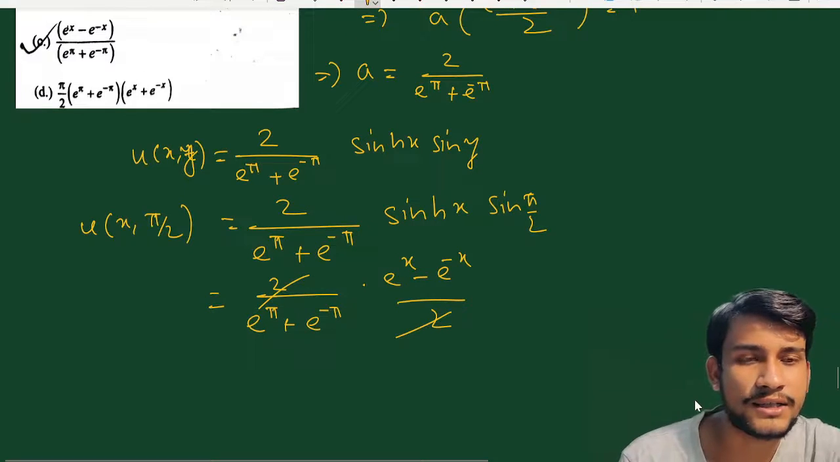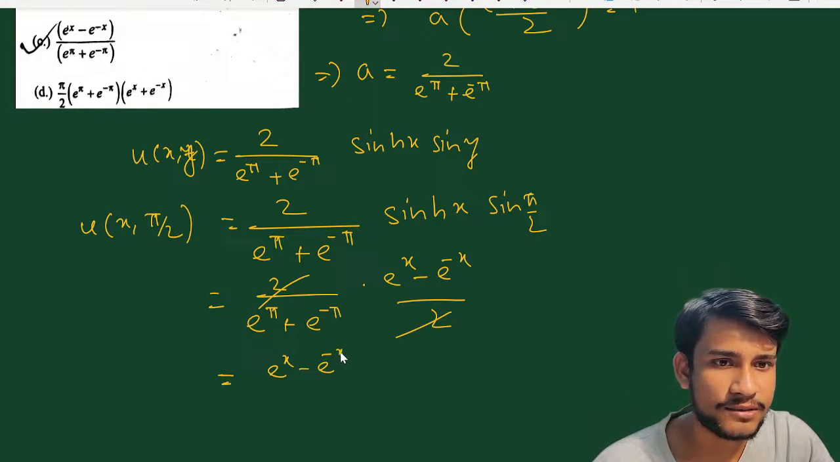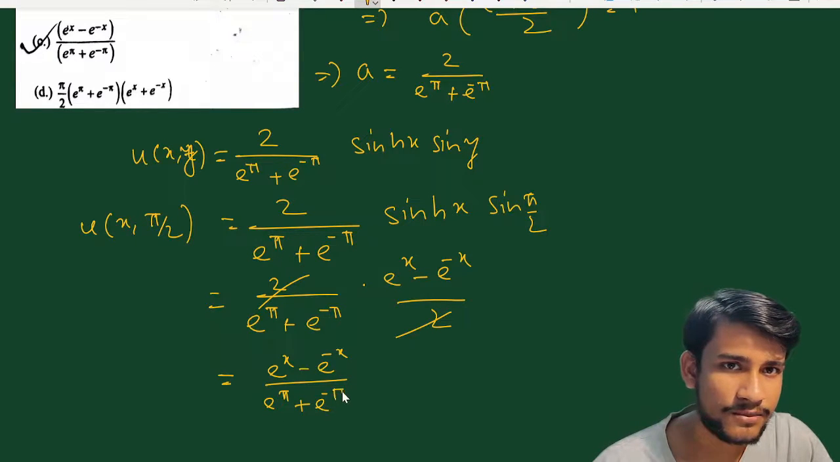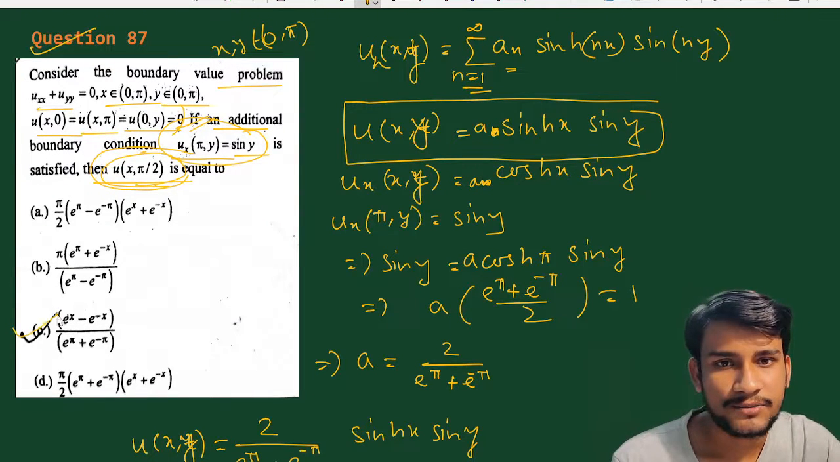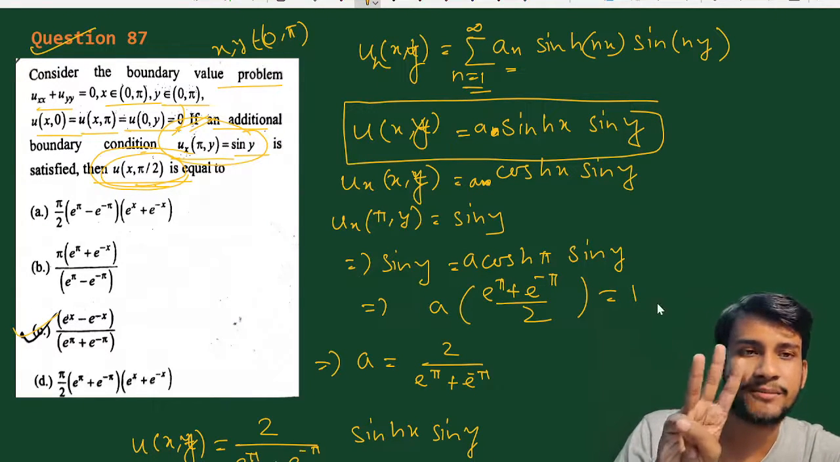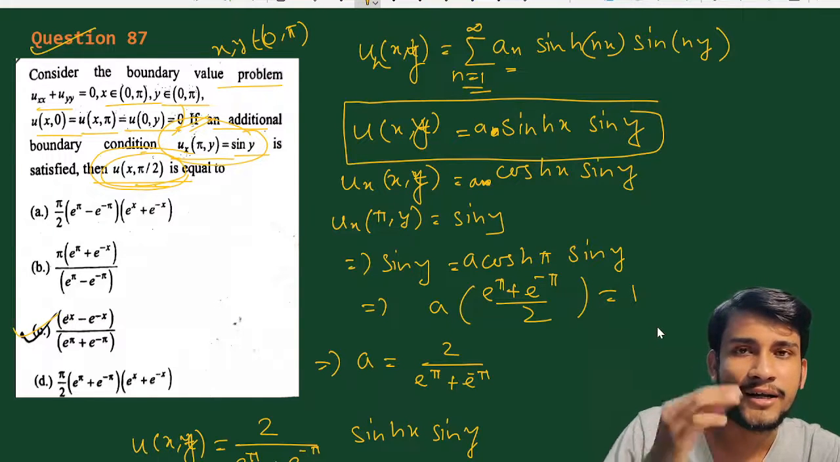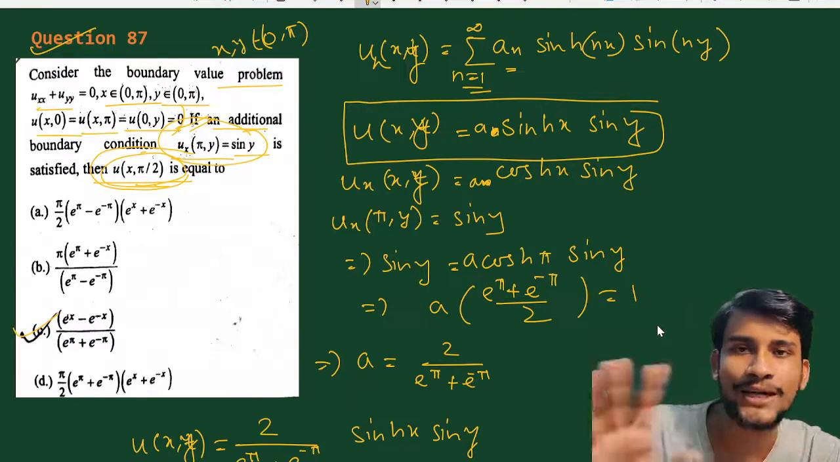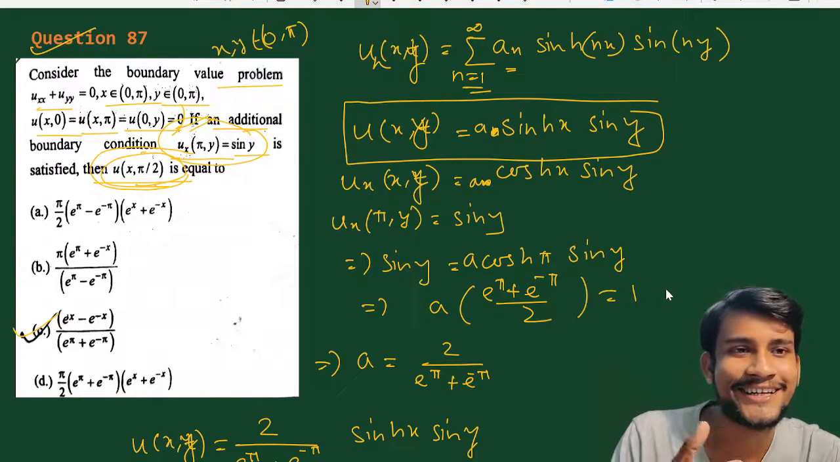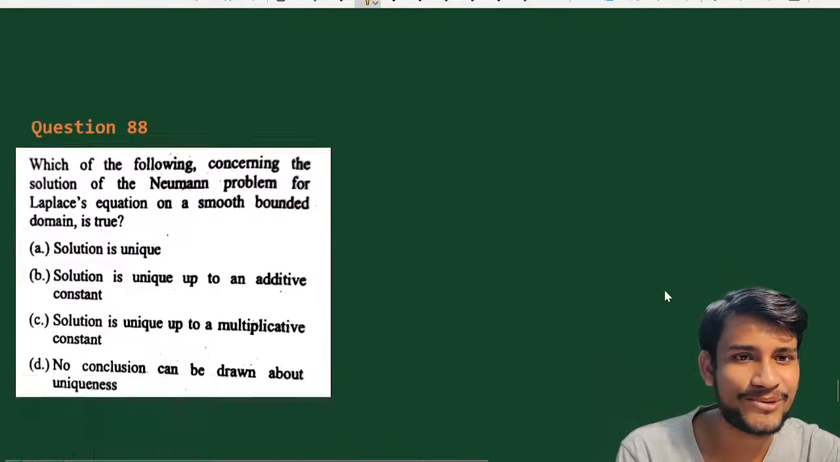So the answer that came is equal to (exponential x minus exponential minus x) by (exponential π plus exponential minus π). So this is the answer. The answer is option C. The 3 problems discussed here are very interesting and interrelated problems. If each of these problems comes in the exam, then you have to do the whole calculation. I'll just shorten it in this session, but you have to calculate more.